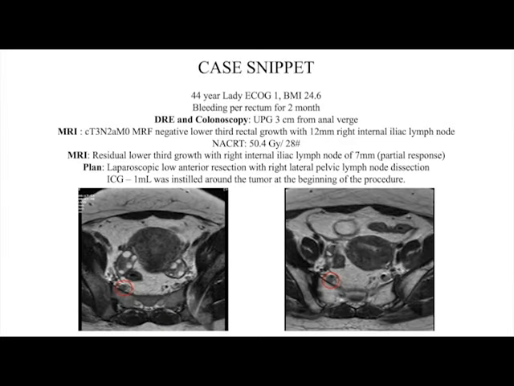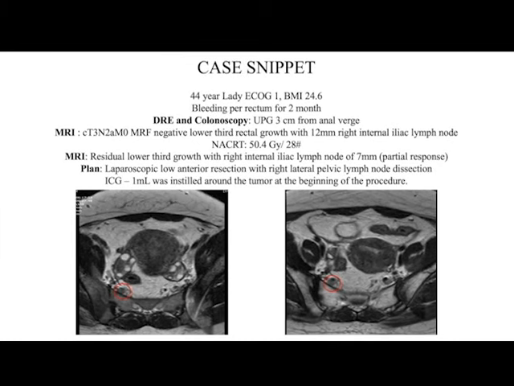Our patient is a 44-year-old lady with history of bleed per rectum for 2 months. Colonoscopy showed an ulceroproliferative growth 3 cm from the anal verge. MRI showed a T3N2A lesion in the lower third rectum with a 12 mm right internal iliac lymph node. Patient received NACRT, following which the MRI showed a residual lower third growth with a right internal iliac lymph node of 7 mm. Patient was planned for laparoscopic low anterior resection with right lateral pelvic lymph node dissection.